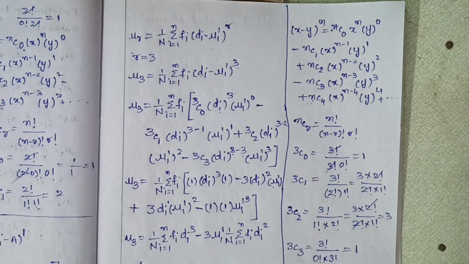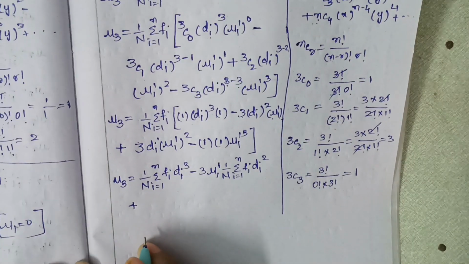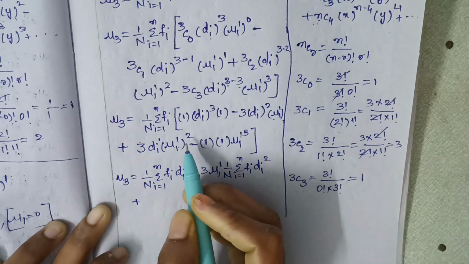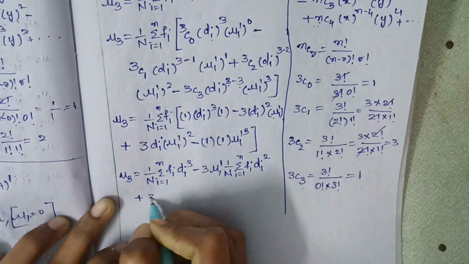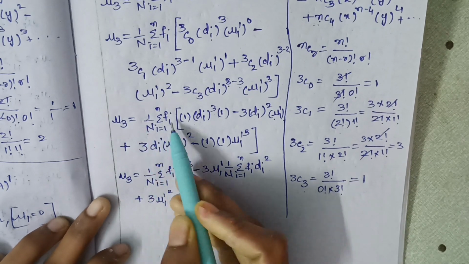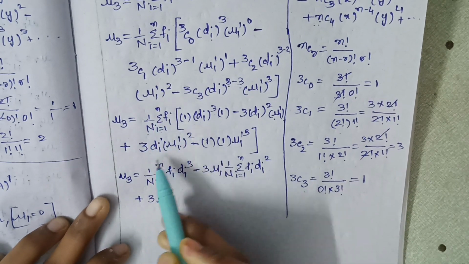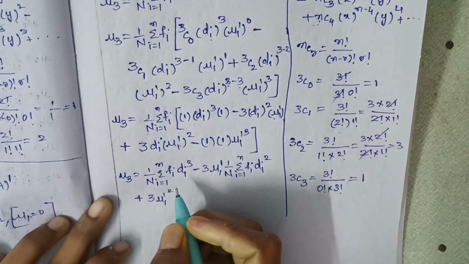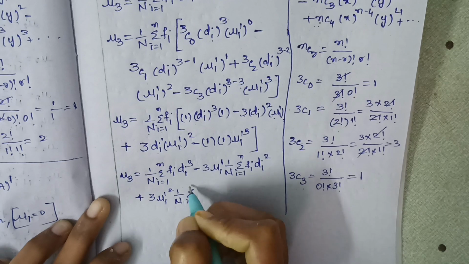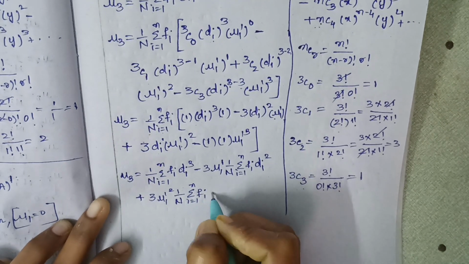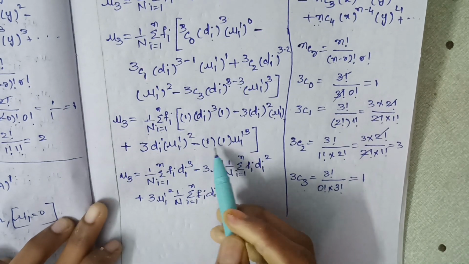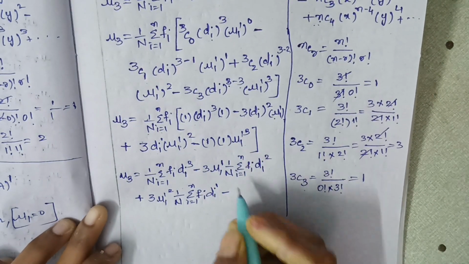plus, we have 3 and mu1 dash square is also constant, so we need to write it outside. Therefore 3 mu1 dash square and 1 by n summation i equals 1 to n f_i into d_i to the power of 1. Therefore 1 by n summation i equals 1 to n f_i into d_i to the power of 1, minus 1 into 1 is 1. 1 into mu1 dash to the cube is mu1 dash to the cube.